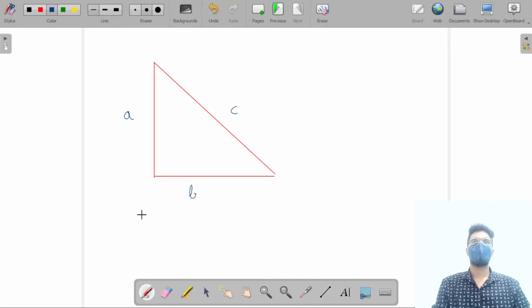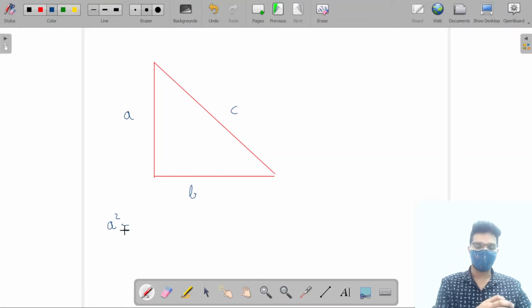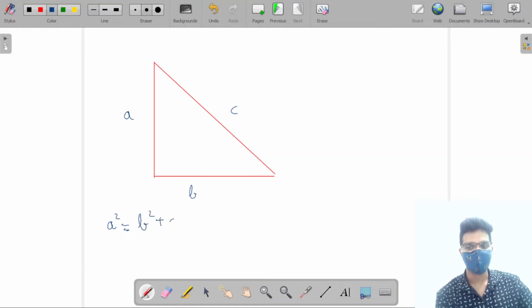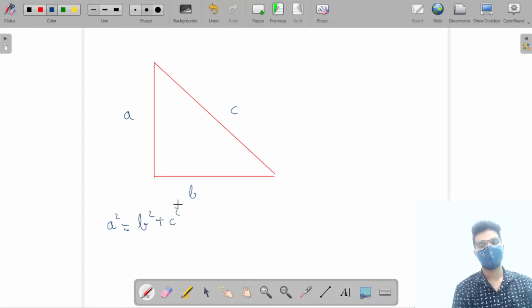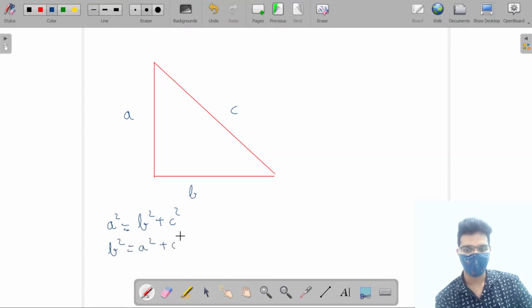So what is a Pythagorean triplet? If a side square is equal to the sum of the square of the other two sides. For example, if A square is equal to B square plus C square, this is a Pythagorean triplet. What else? For example, if B square is equal to A square plus C square. Or you can say if C square is equal to A square plus B square.